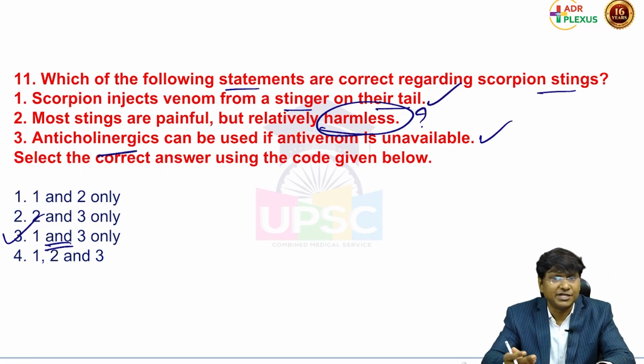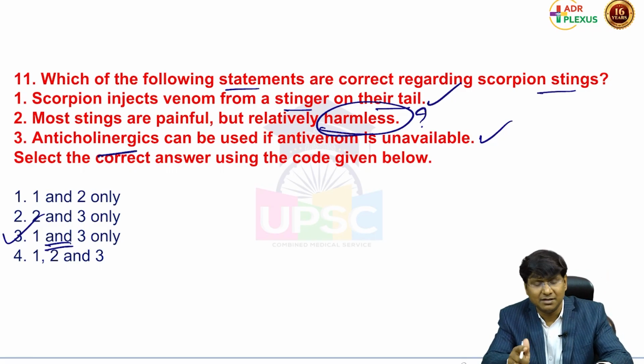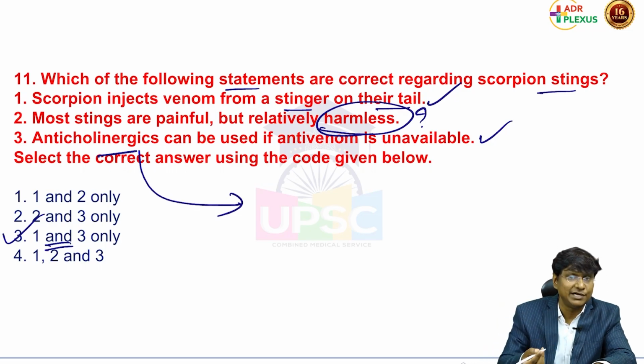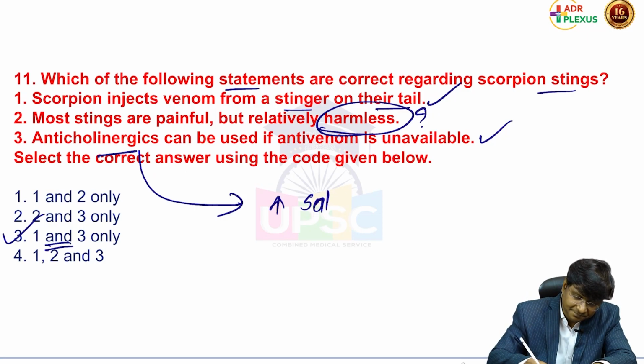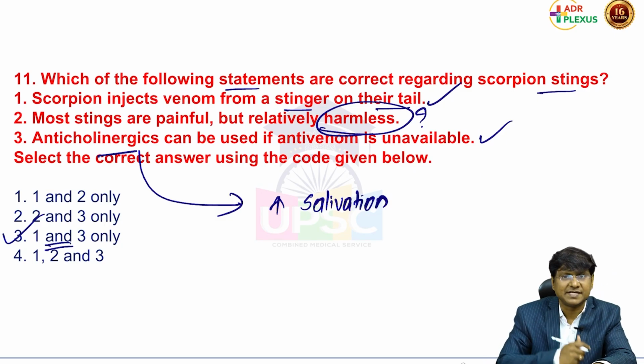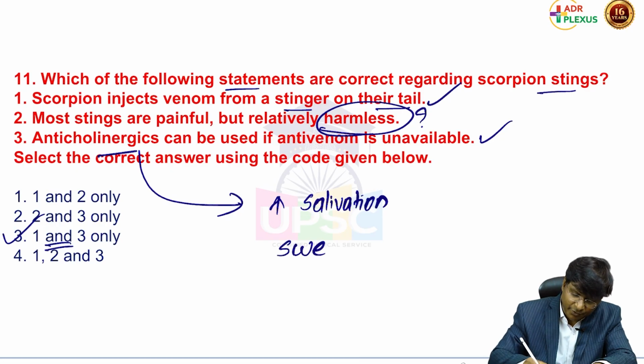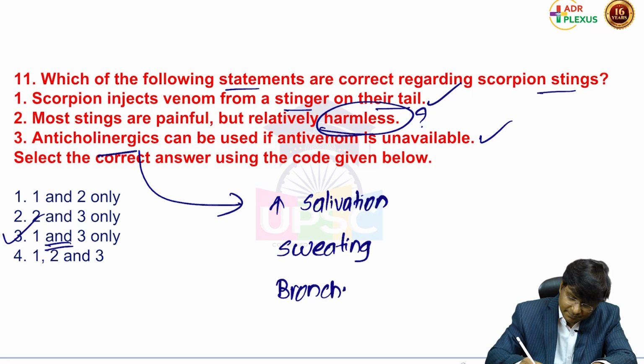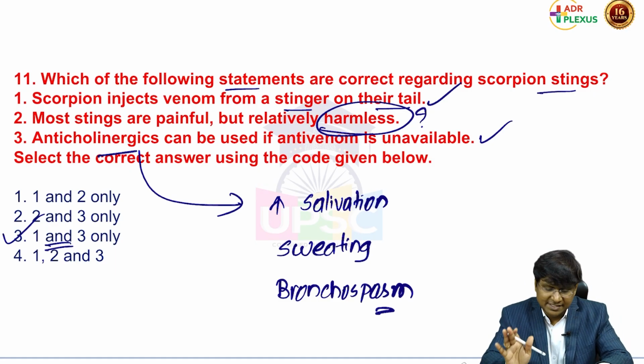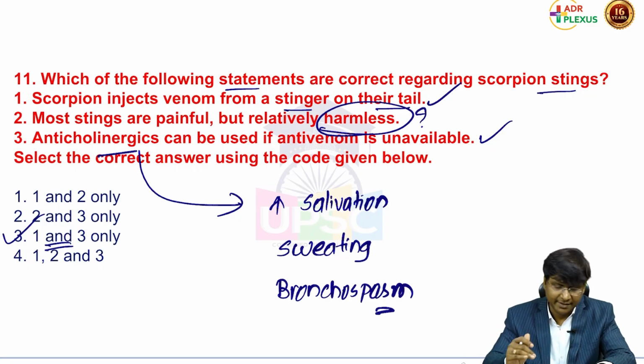And anticholinergics can be used if antivenom is unavailable, and the purpose of giving the anticholinergic is that it will manage symptoms such as excessive salivation. If there is any excessive salivation, the anticholinergic will reduce the salivation. And if there is profuse sweating, the anticholinergic will be very useful. And if there is bronchospasm, the anticholinergics will be of use. So this is about scorpion sting. Next question.